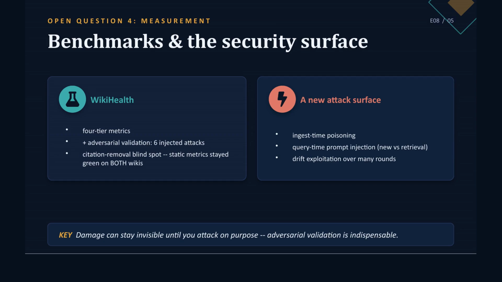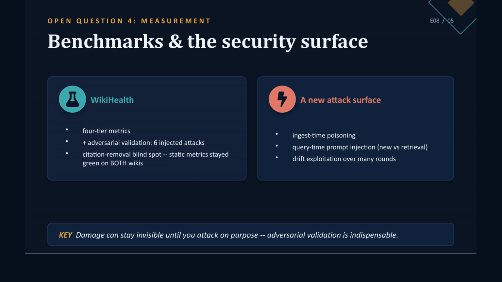None of this progress means anything without a way to measure it, and that is maybe the biggest gap of all. We proposed wiki health, 4 tiers of metrics, paired with adversarial validation that injects 6 kinds of corruption and checks whether the wiki notices. Why adversarial? Because of one humbling result. We removed citations from a wiki, gutting its provenance, and every static quality metric stayed green, on both wikis we tested. The damage was invisible until we attacked it on purpose. That blind spot is the whole case for adversarial benchmarks.